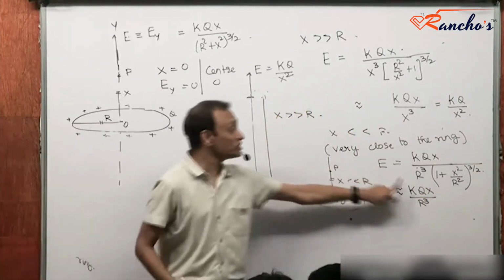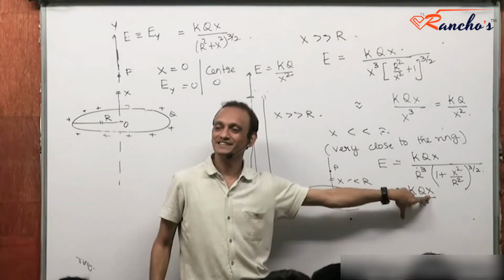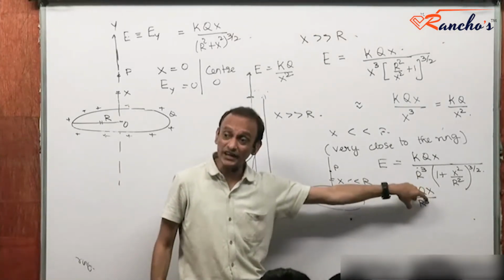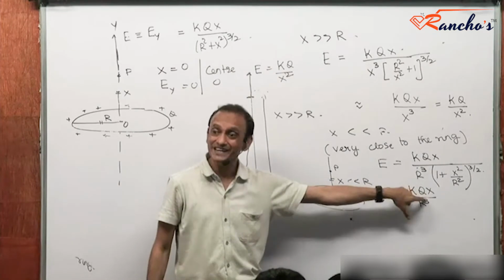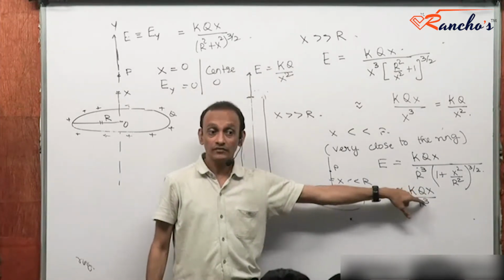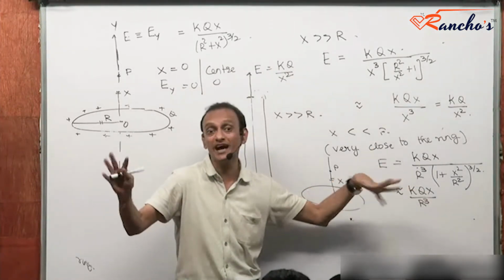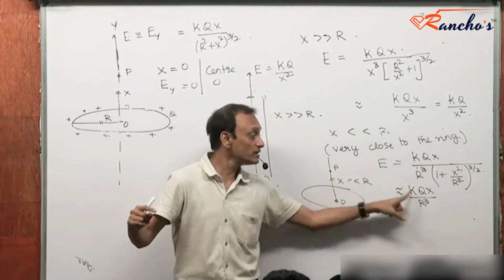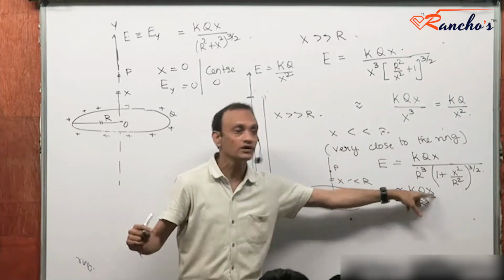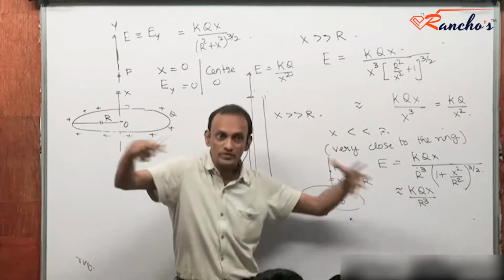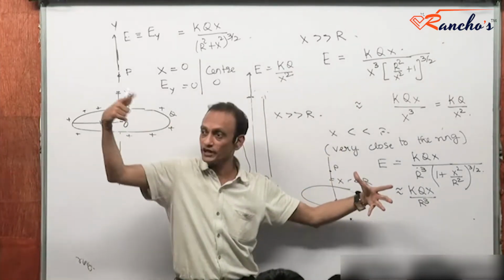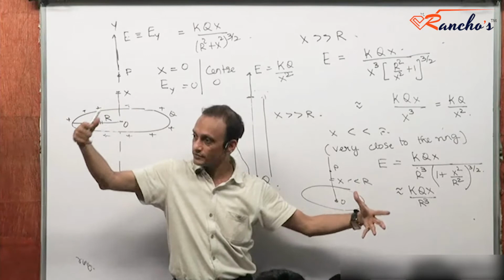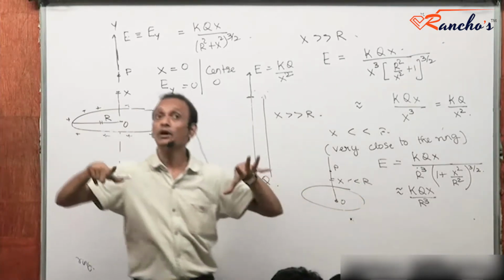That means E increases linearly with x. E versus x will be a straight line very close to the ring. See, kq by r cubed is a constant, so it is y equals mx. E versus x is going to be a straight line, very close to the ring. Linear behavior.